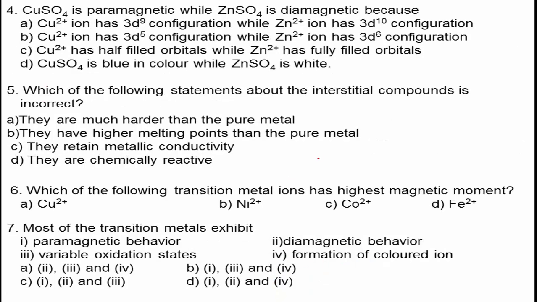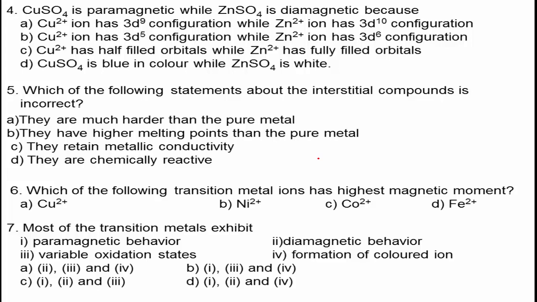Next, question number 4. CuSO4, copper sulfate, is paramagnetic while zinc sulfate is diamagnetic because... options are given here. Option A, Cu2+ ion has 3d9 configuration while Zn2+ ion has 3d10 configuration. Option B, Cu2+ ion has 3d5 configuration while Zn2+ ion has 3d6 configuration. Option C, Cu2+ has half filled orbitals while Zn2+ has fully filled orbitals. Option D, CuSO4 is blue in color while ZnSO4 is white.